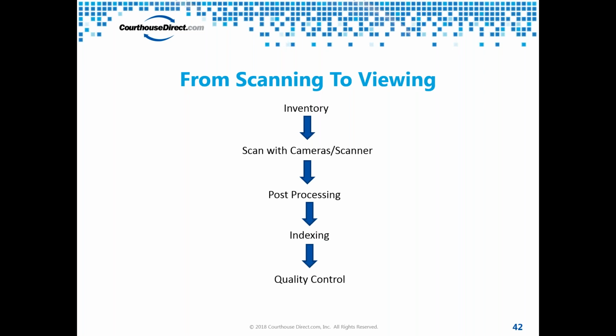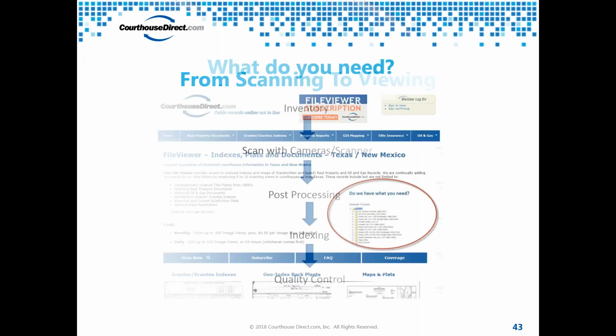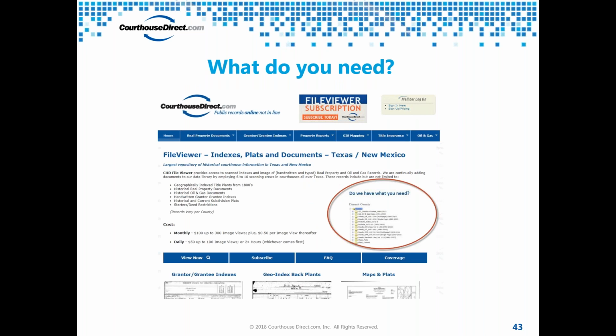And then we're indexing those records to make it easier to find the information. And then we have a whole quality control team that is looking at the data as it comes through the door. So if we wanted to get to these historical records, but you're asking yourself, well, I wonder if they have what I need in this particular county.